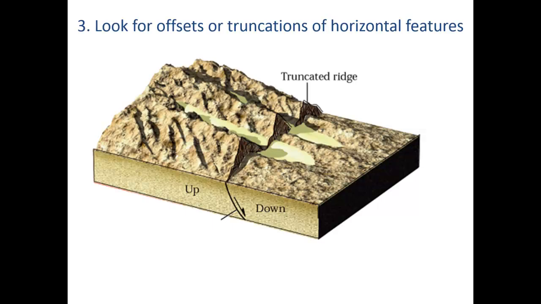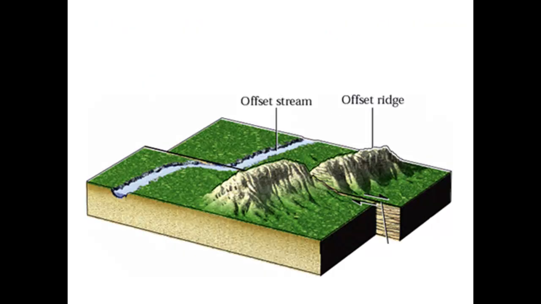The third way to recognize faults is to look for offsets or truncations of horizontal features on the surface. These features can be natural, like ridges or hills, or man-made. Truncations occur when there has been vertical motion along the fault. For example, this line of ridges has been truncated by a fault running perpendicular to its trend, which has dropped the land and severed the ridge.